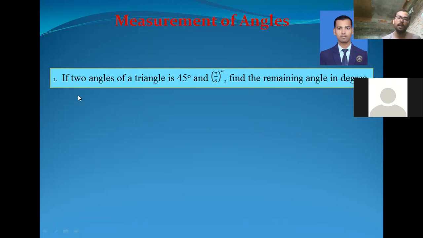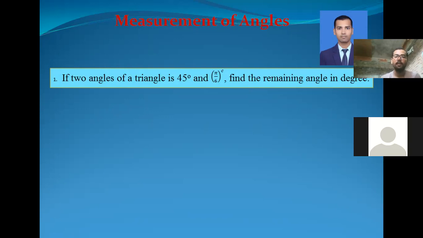First, you can see the first question given to you on your screen, and the question is like this: If two angles of a triangle are 45 degree and pi by 6 radian, find the remaining angle in degree.